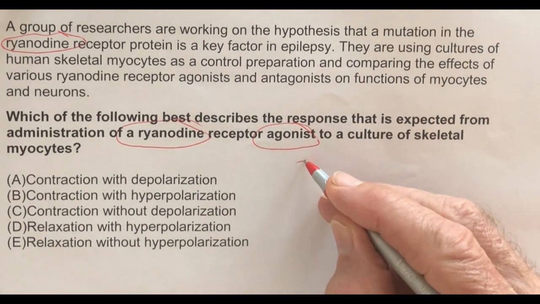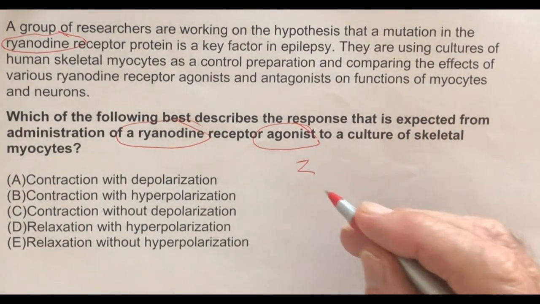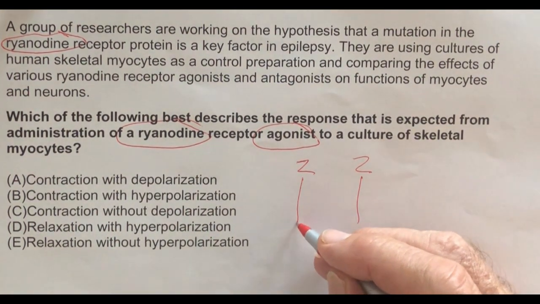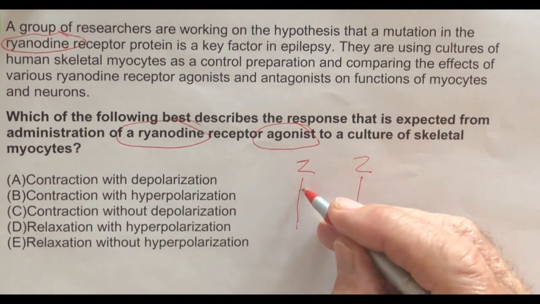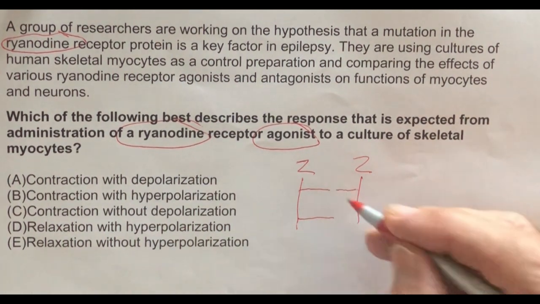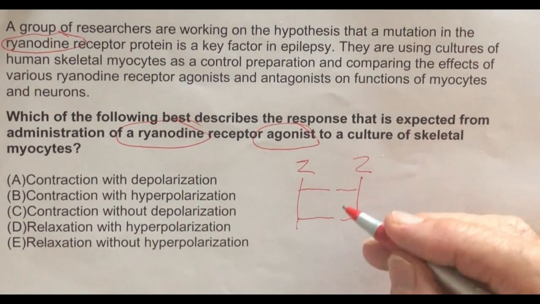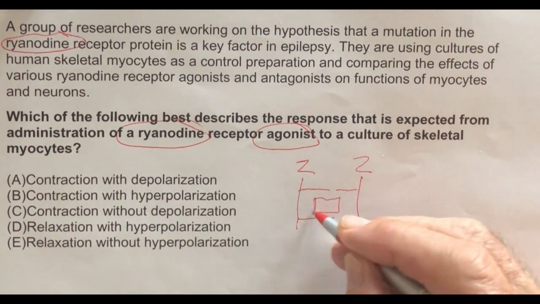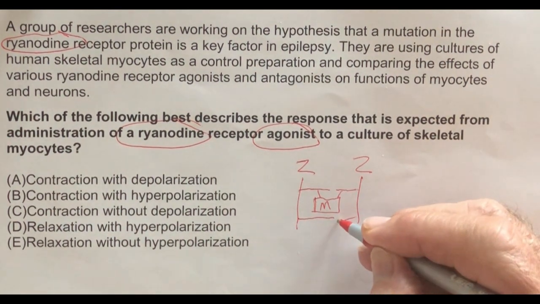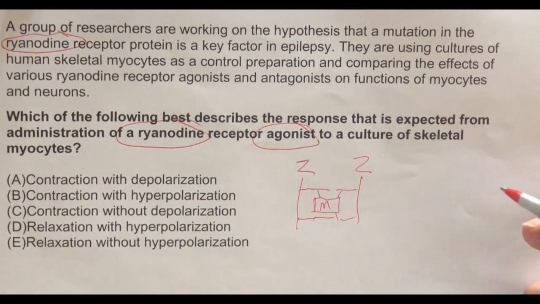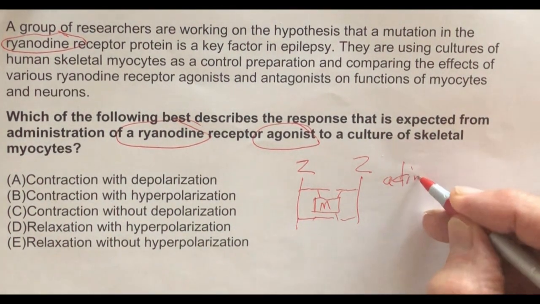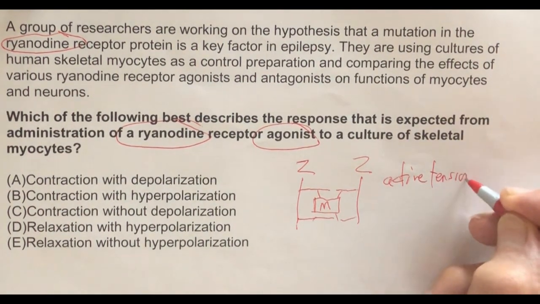So if you remember, our sarcomere runs from Z line to Z line. That's the contractile element, or the contractile unit of skeletal muscle. And we have thin actin filaments attached to the Z lines with a thick myosin filament in between. And it's the cross-bridging that occurs between the actin and myosin filaments that pulls the Z lines closer together to produce active tension, which is the force.